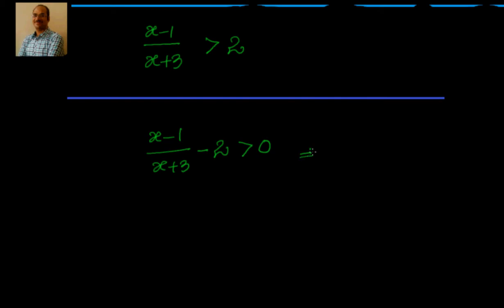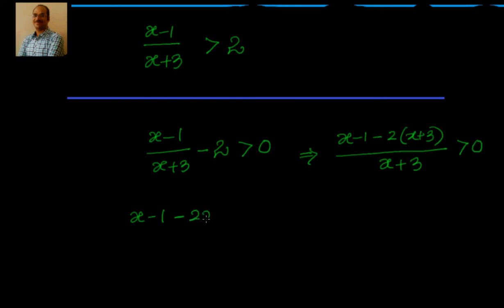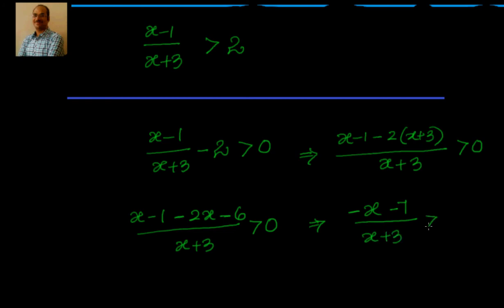Now what will this become? (x minus 1 minus 2 into x plus 3) by (x plus 3) greater than 0. Now if I simplify that, I'll have x minus 1 minus 2x minus 6 by x plus 3 greater than 0. That's nothing but x minus 2x is minus x, minus 1 minus 6 is minus 7, by x plus 3 greater than 0.